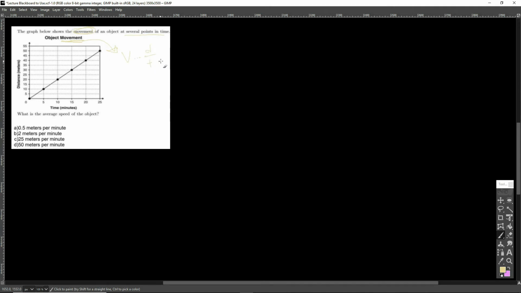Distance over time. So when you're looking at a graph, you need to be looking at the title and the axes. We've looked at the title, it says object movement. Notice that the y-axis is distance and the x-axis is time. So we definitely know that we're talking about a velocity here, distance and time. The next line down says, what is the average speed of this object?